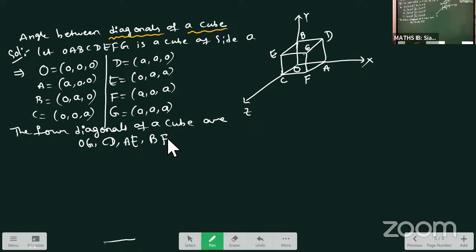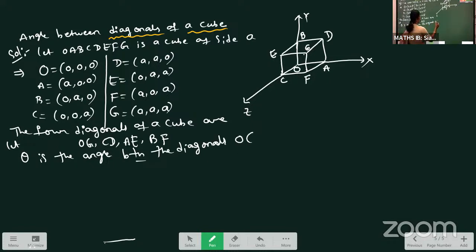Okay. Now, what is the question? Find the angle between the diagonals. Take any 2 diagonals. I am taking OG and CD, or it's our wish. Any 2 diagonals you take. So here, theta is the angle between the diagonals. Taking OG and CD, for finding the angle, we want direction ratios.